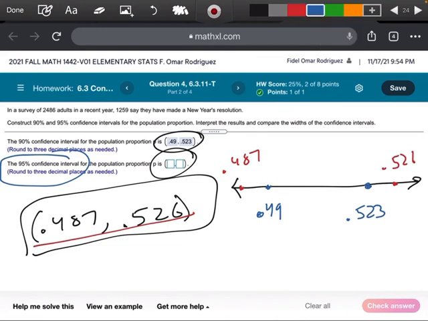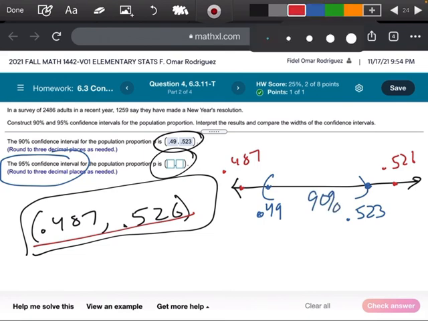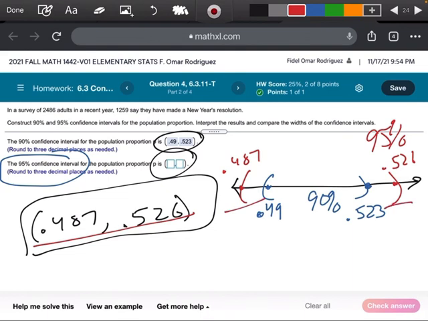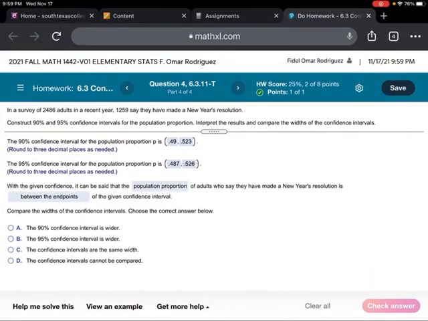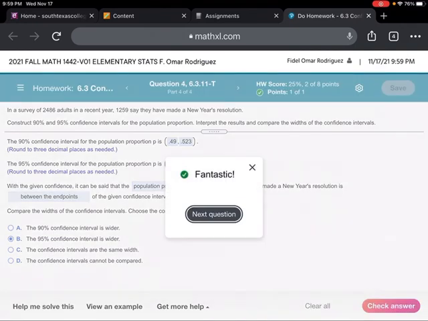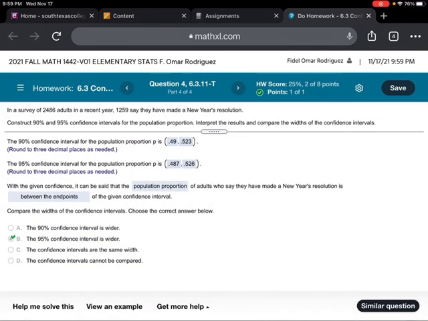So look, the first one we did here was the 90%, right? The one that we were doing here in red is the 95%, right? So which one would you say is wider? Well, hey, the red one is, right? The red one is wider. We can just see that by looking at the picture. So the 95% confidence interval is wider. I'm going to check my answer, and we got it, okay? So if y'all got any questions, please let me know.